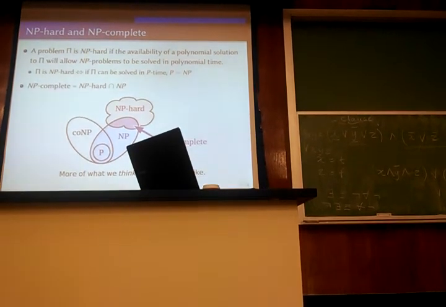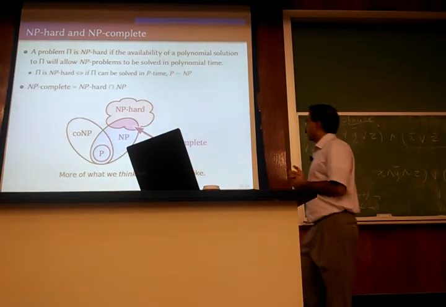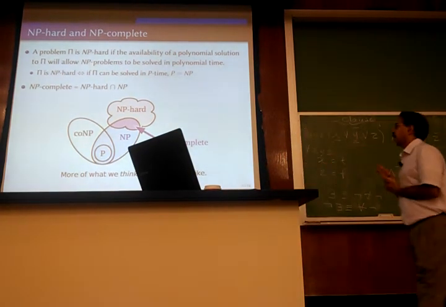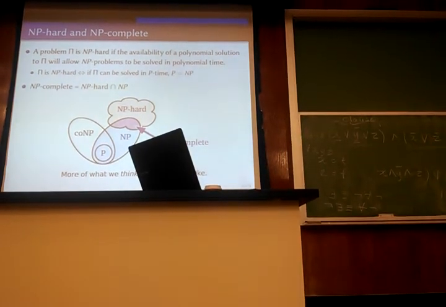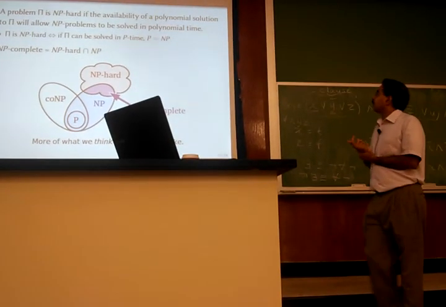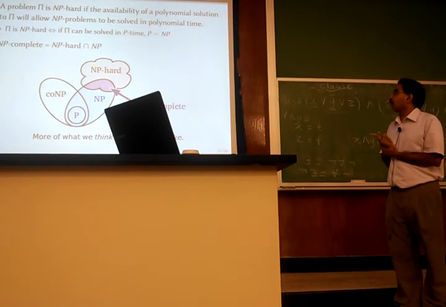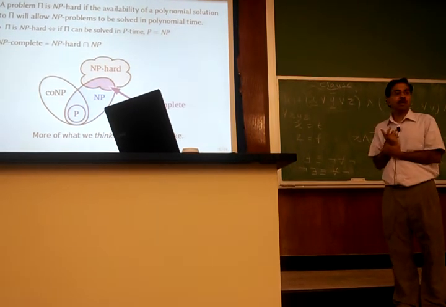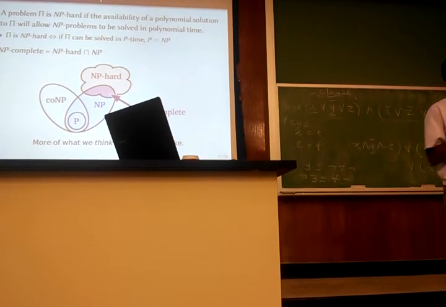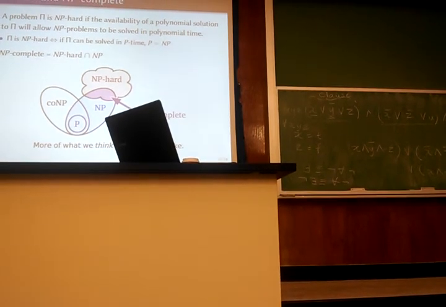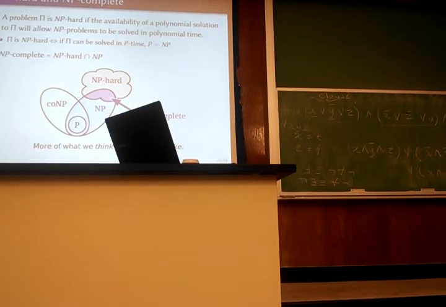NP hard and NP complete. So you have this class of NP hard, which we will define. A problem is NP hard if the availability of a polynomial solution to that problem will allow all NP problems to be solved in polynomial time. So in a sense, this is the hardest NP problem. Because if you are able to solve this problem in polynomial time, then everything in NP can be solved in polynomial time.